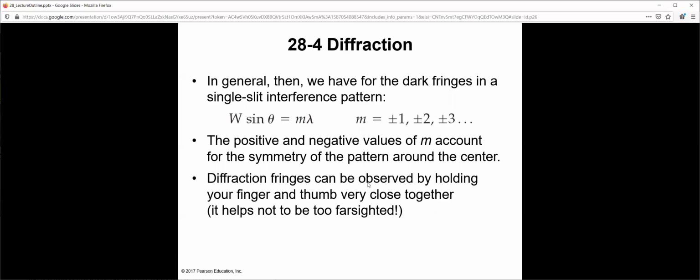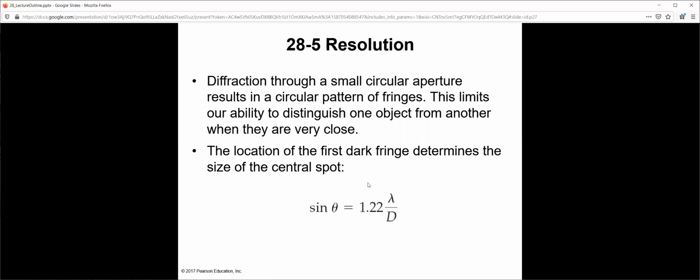Diffraction fringes can be observed by holding your finger and thumb very close together. Also helps if you're not too far away, right? So if you hold your finger and your thumb real close, it kind of looks like the skin is sort of melting together even though you're not touching. That melting together of your fingers is this diffraction we're talking about here. Because the space between them is so tight. I'm doing it right now, looking at my wall here. The space between them is so tight, you get these light and dark patterns emerging.